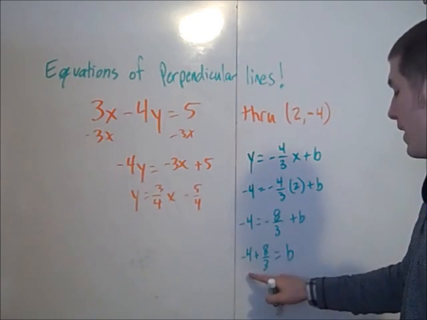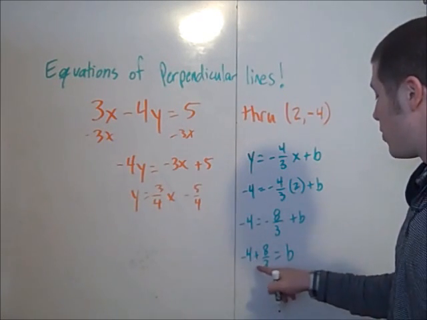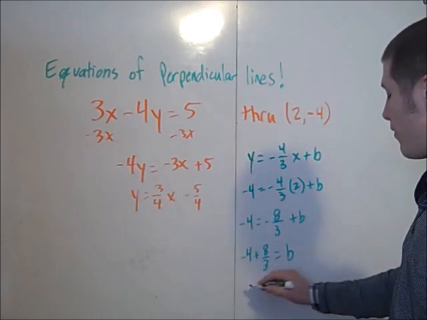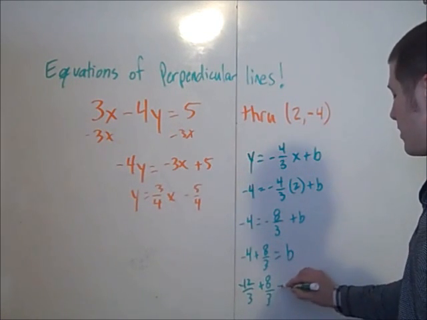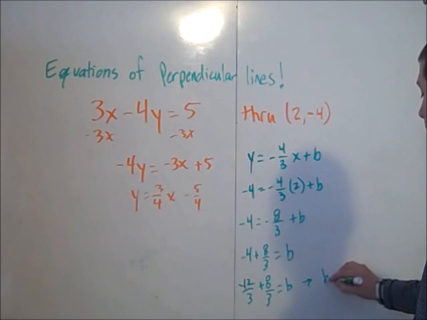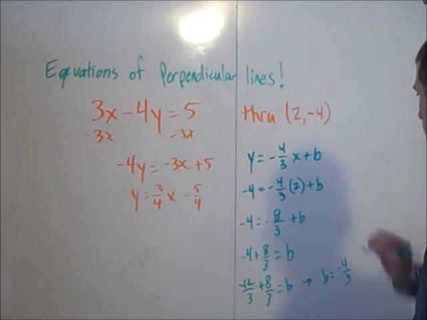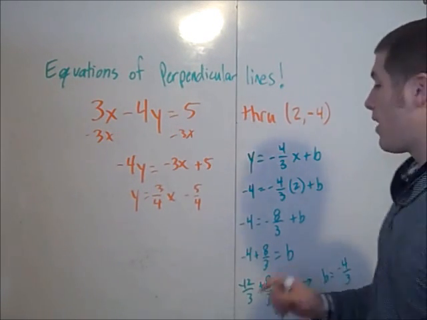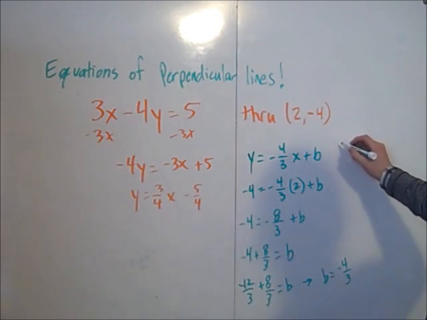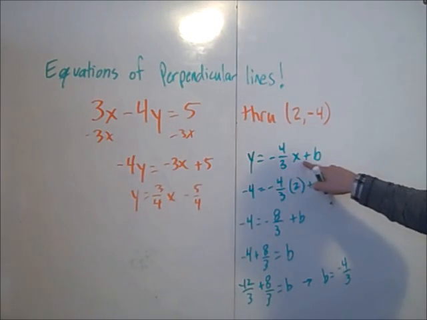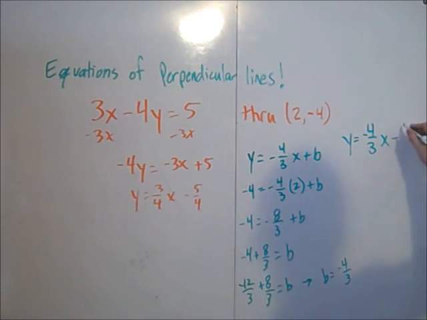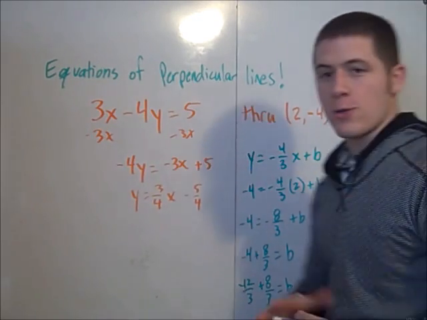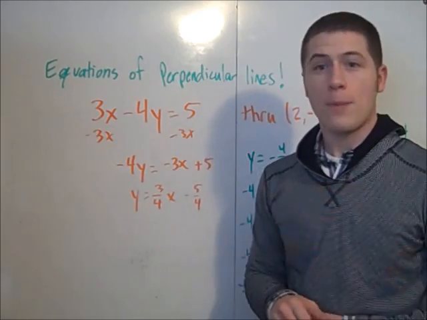Negative 4, I need to get a common denominator here to do this addition. This is negative 12/3. So negative 12/3 plus 8/3 is equal to b. This implies that b is negative 4/3. That's kind of neat. All right, so our line then is y equals negative 4/3 x minus 4/3. Okay, so that's how you write equations of perpendicular lines.